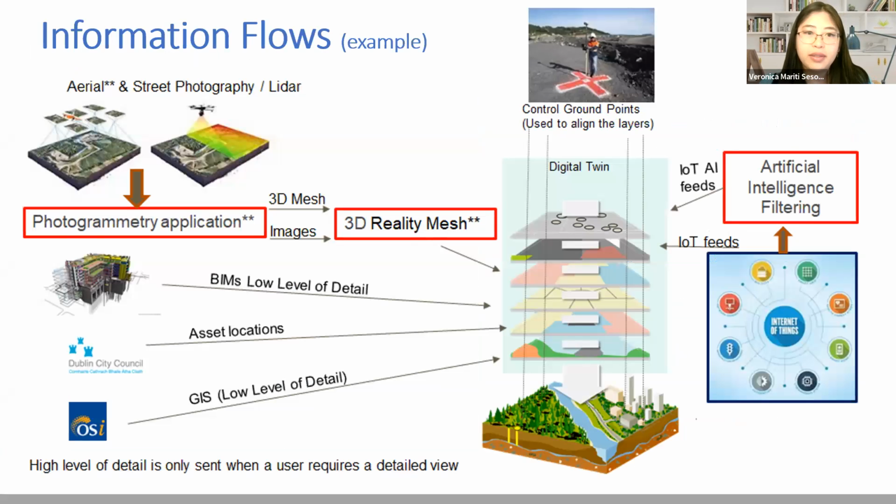So to summarize, what is the flow for a city-scale digital twin? We have the data collection that could be just LiDAR or photogrammetry of the city. And then with that information, you can build a 3D reality mesh or 3D model. And then when you combine it with BIM, assets, and GIS information, it's when you start building your digital twin at a city level.